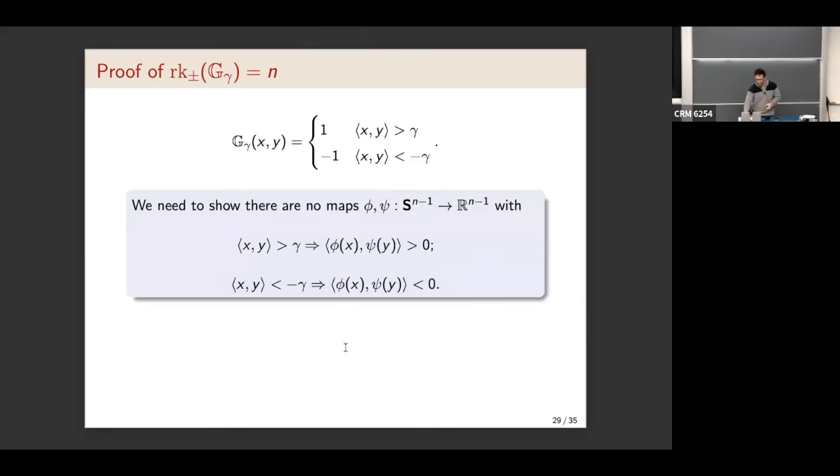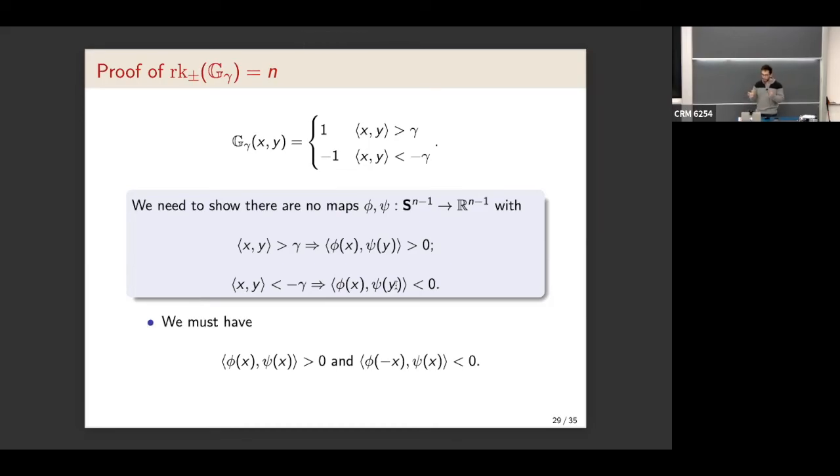All right, so what are we trying to prove? We're trying to say that you can represent this in dimension n-1. And what does not being able to represent it mean? It means that there are no maps phi and psi which take our vectors on the sphere and map them to R^(n-1), such that if the inner product is larger than gamma, the sign remains positive, and if it's less than minus gamma, it is negative. That's just the meaning of the sign rank representation.